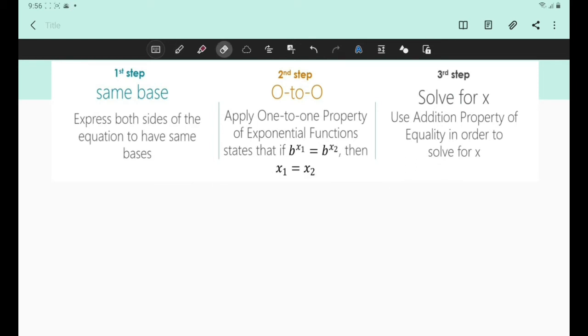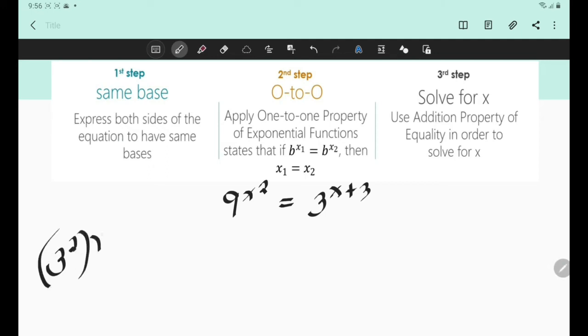Our last example, we have 9 raised to x squared is equal to 3 raised to x plus 3. So again, sa first step, kailangan parehas ang ating base. So we have 3 squared, that is equals to 9. And 9 is raised to x squared is equal to 3 raised to x plus 3. Since yun nasa right side naman talaga natin, ang base natin ay 3. So, we may now proceed with the second step.